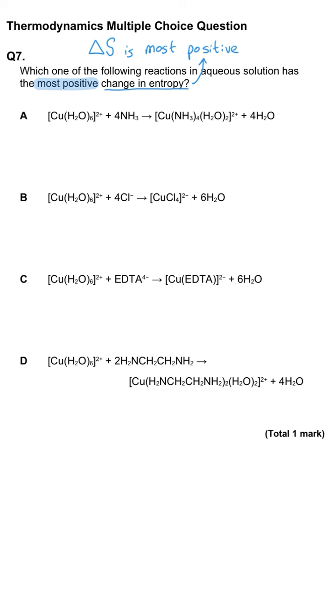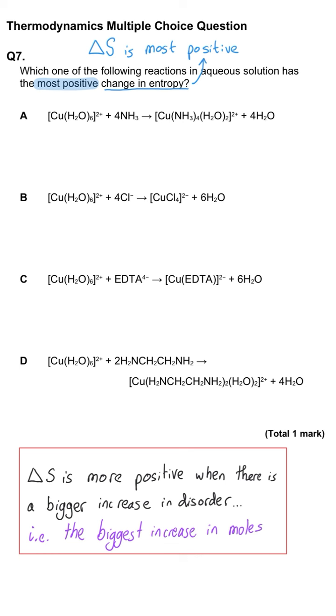Well, these are complicated looking equations for ligand substitution reactions, and even if you've not studied ligand substitutions yet, you can still work this out, because all that we're in fact doing is counting the number of molecules on each side of the equation. And when that number of molecules increases, we get an increase in entropy. We get a positive entropy change.